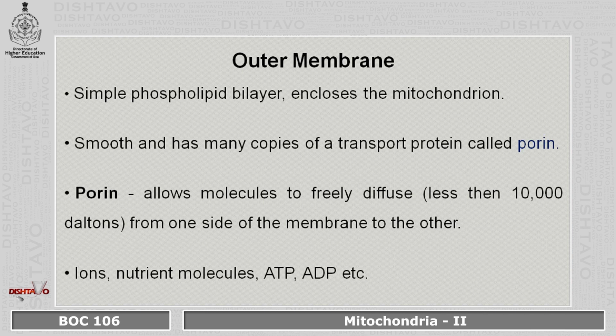Outer membrane. The outer membrane is a simple phospholipid bilayer and it encloses the mitochondrion. The outer membrane is smooth and has many copies of a transport protein known as porin. This porin allows molecules to freely diffuse from one side of the membrane to the other. So molecules which are less than 10,000 daltons will be able to diffuse through this membrane, and these include ions, nutrient molecules, ATP, ADP, etc.